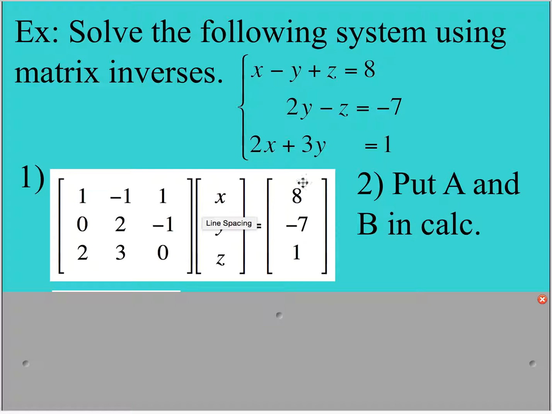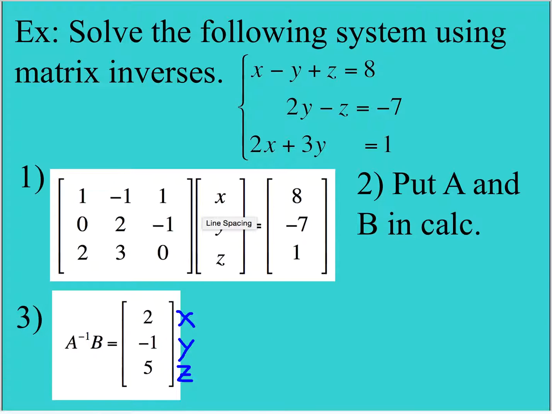So go ahead and put matrix A and B into your calculator. And then when you type in matrix A and then inverse, multiply it by B, you should get x to be 2, y to be negative 1, and z to be 5.